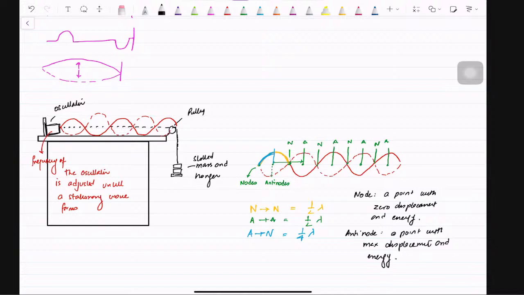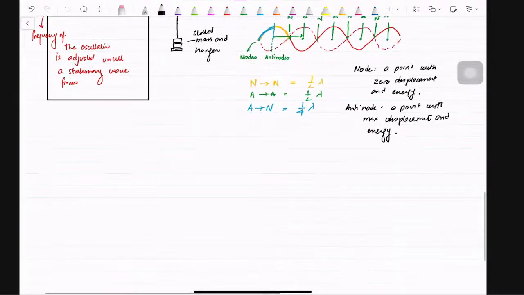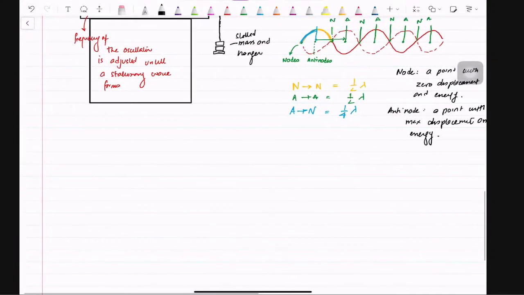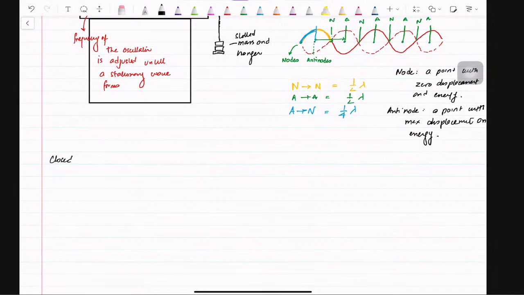Now, when stationary waves are created, they can be created in three different ways. Okay. First way is when we create them in a closed, both ends closed system. Okay.